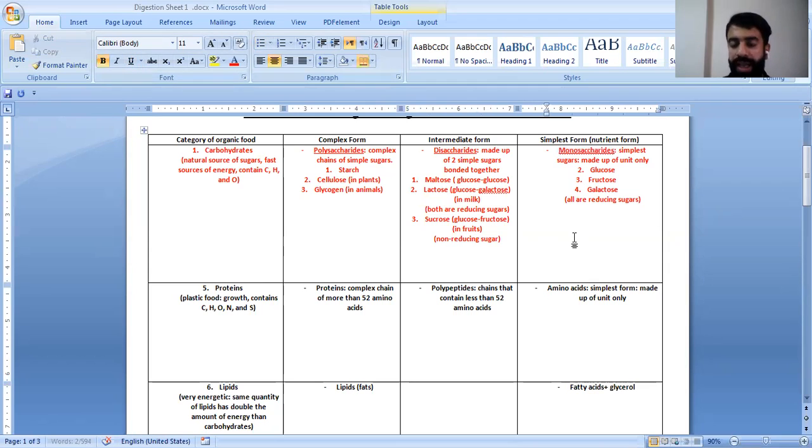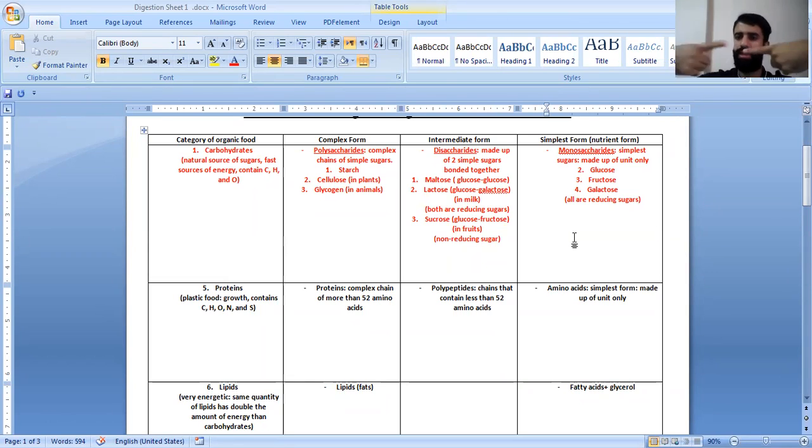Okay, one unit. So till now, how many forms of carbohydrates have we identified? We have three forms. Number one, the complex, the most complicated: the polysaccharide. What is the polysaccharide? A complex chain of simple sugars. What are they? Starch, cellulose in plants, and glycogen in animals. Intermediate, they are disaccharides. They are made of two sugars connected to each other, like maltose, which is glucose and glucose. Lactose is glucose and galactose. If you notice, all of them have glucose. One of them is always glucose.